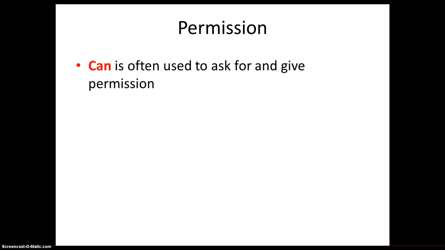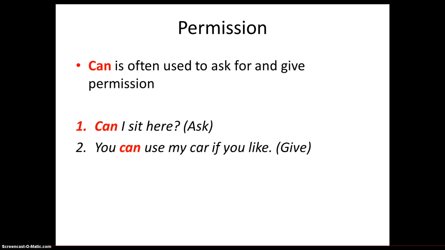For permission, the modal verb can, C-A-N, is often used to ask or to give permission. Let's look at the examples. Can I sit here? I'm asking for permission. You can use my car if you like. I'm giving permission. Can I make a suggestion? That's asking for permission again. So permission is pretty simple to understand.